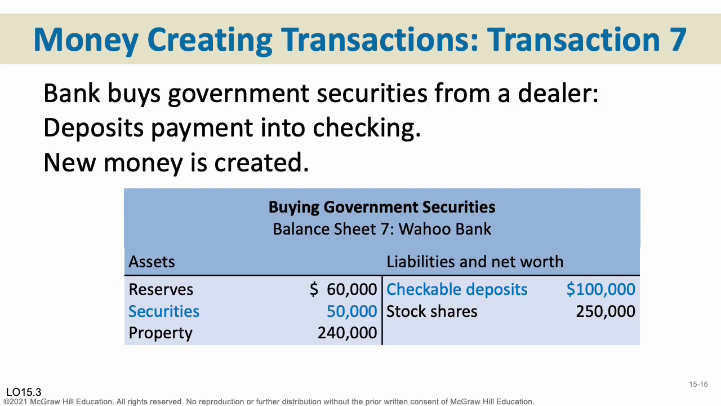And finally, a bank buys government securities, so T-bills or T-bonds, like we touched upon in the government security chapter, and puts that money into checking, and new money is created here. So if we look here, buying government securities has the same effect as lending. New money is created here. So our checkable deposits go up, and now we have government securities as an asset as well.